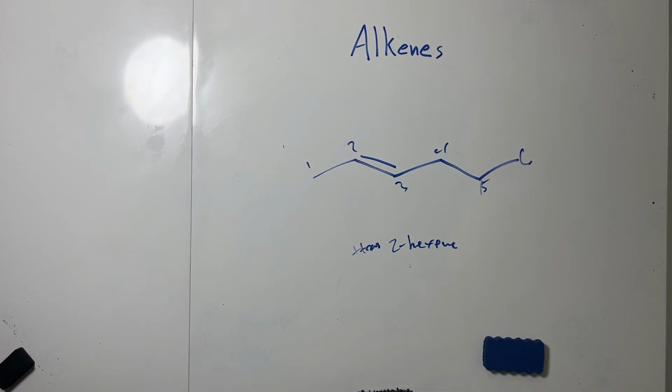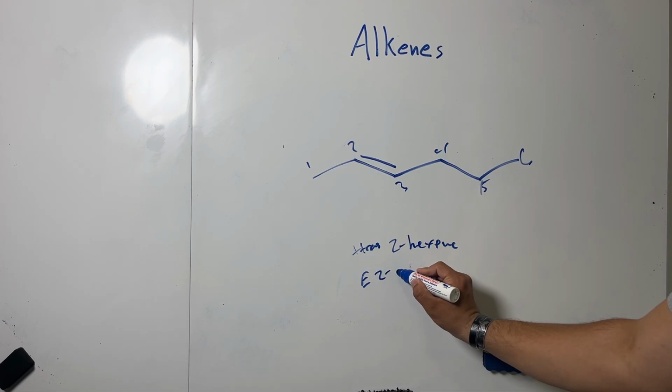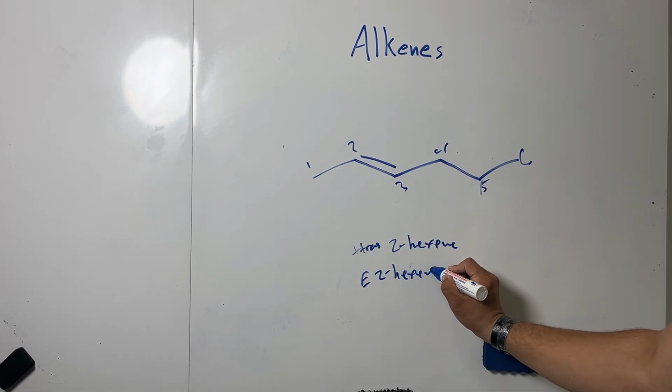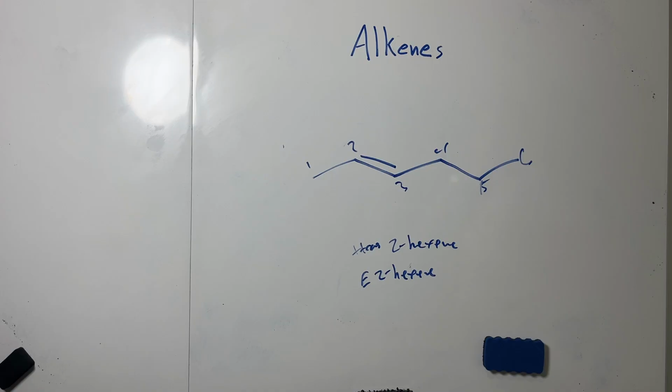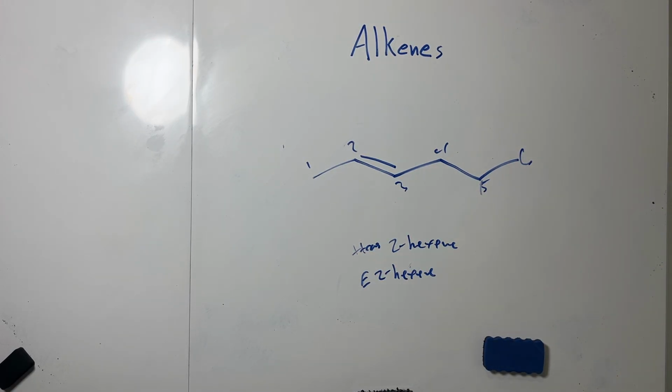Or maybe more accurately, we would call this E-2-hexene, because E is when we have things that are not the same and they're facing away, and Z is when they're facing the same side.